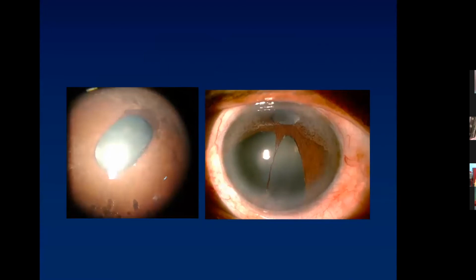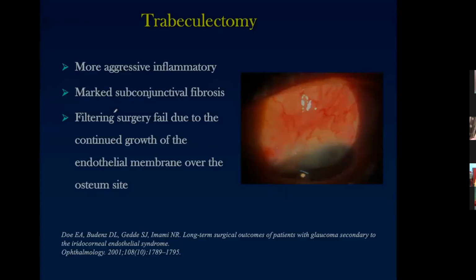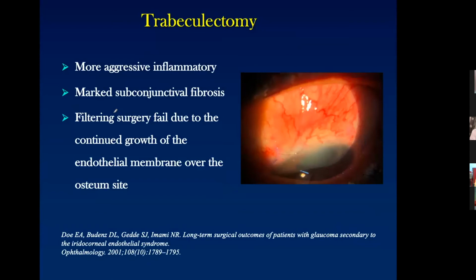For example, this is a case of ICE syndrome. We can see patches of iris atrophy and also a beaten-metal appearance in the peripheral portion of the cornea. If you do a conventional trab in such cases, you will find very engorged, angry-looking vessels in the post-op period. So the inflammation is huge in the post-op period. Because of the very aggressive inflammatory response, there is a marked chance of subconjunctival fibrosis.